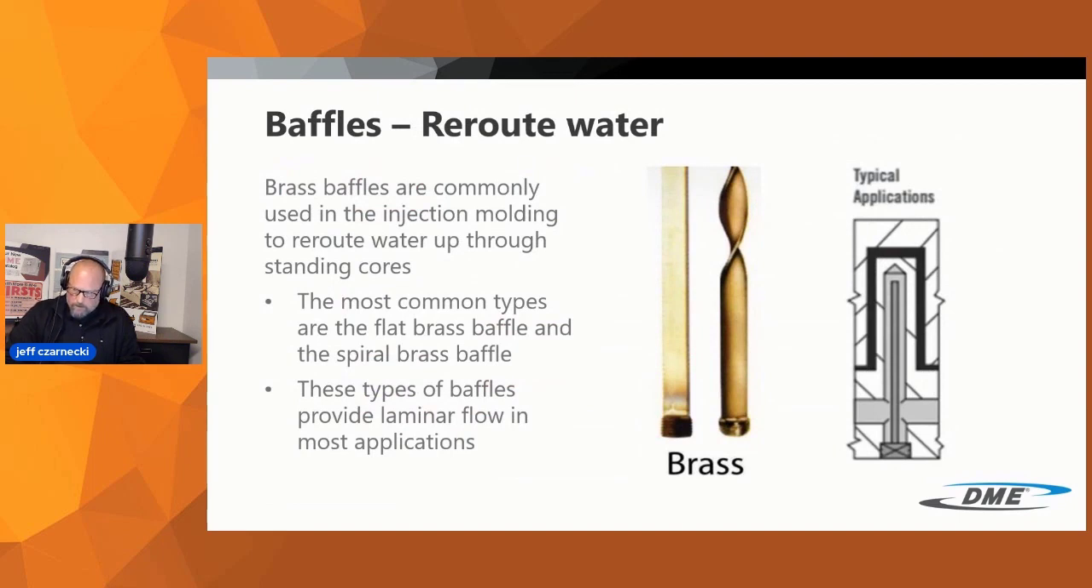Getting into the cooling part of this again, baffles are very commonly used to reroute water through standing cores and cavities. The most popular types are your brass flat and your brass spiral, as you can see in the illustration there. Very common application to reroute water with these types of products. Utilizing these products, however, you're mostly going to get laminar type flow. You will get some turbulent water flow in the very beginning of the flow, but ultimately, unless you make some changes, you're going to maintain laminar type flow.